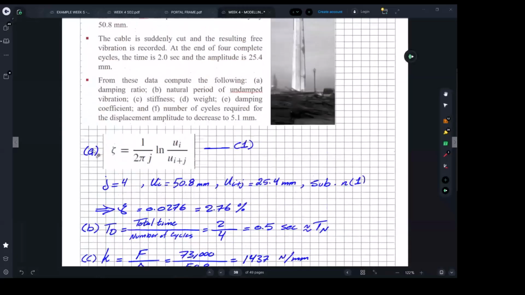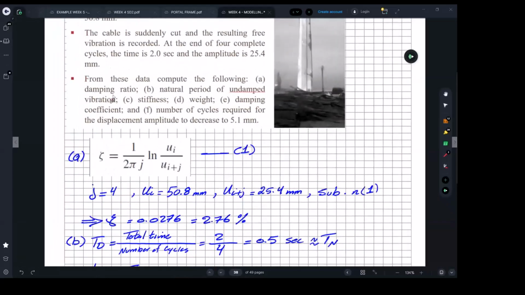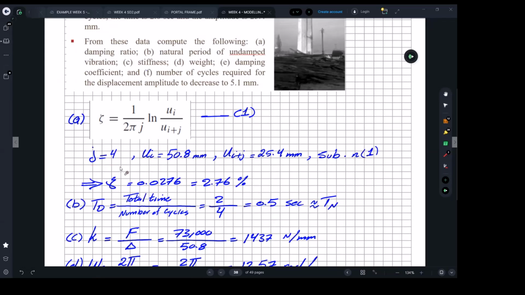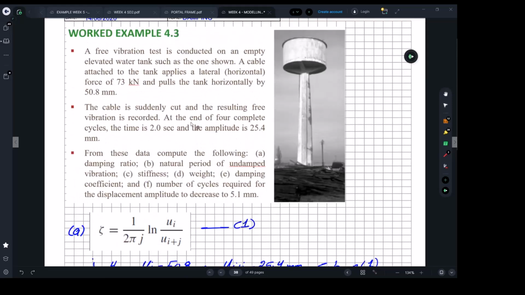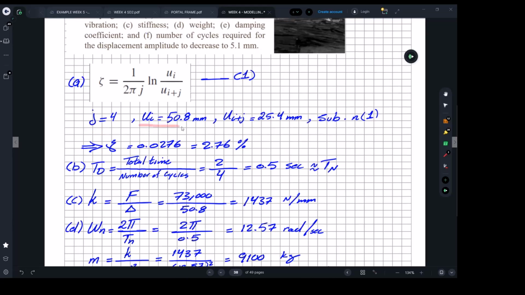You can see here for question A, after the damping ratio, we already had this formula, equation number 1. We have 4 cycles that was given to us in the question. J is for the maximum displacement, which is 50.8, and later on, when we get to J, it's 25. So we substitute them into equation number 1, and we got this damping ratio. It was 2.76%.